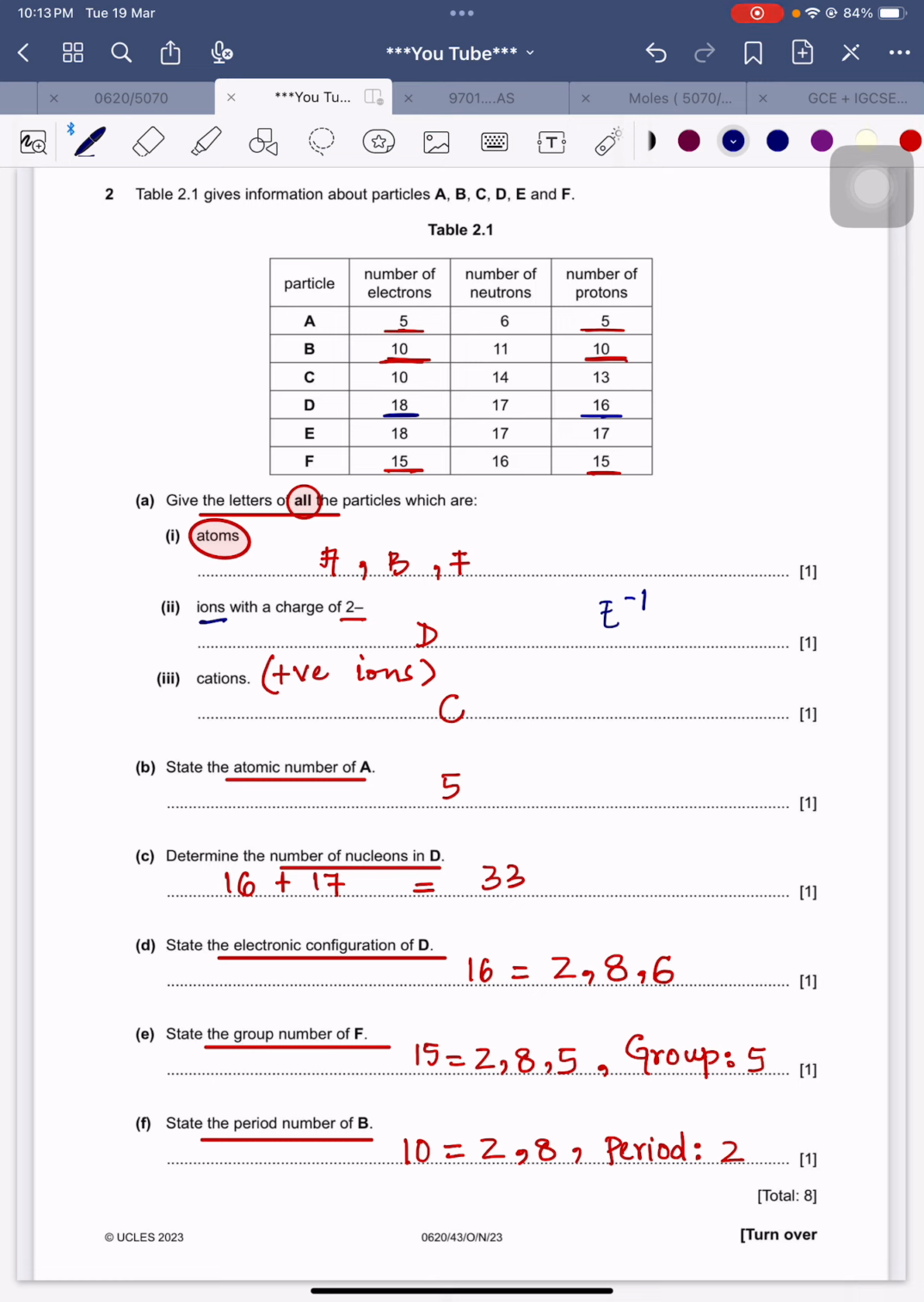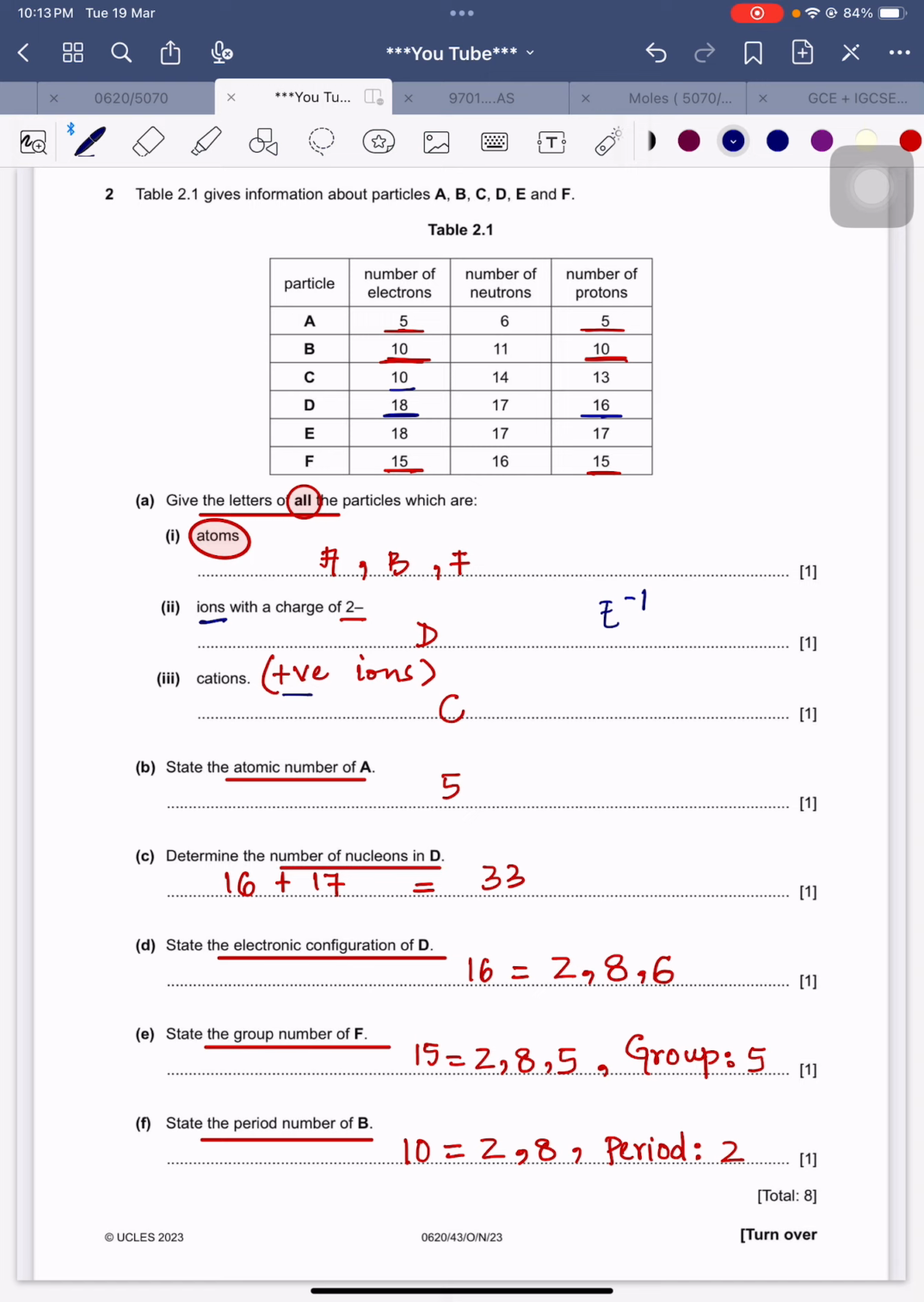Okay, then they are saying positive ions, that is, the cations. This is C. How? Because the number of electrons is reduced in this case: 13 was the proton number and 3 electrons are reduced in C, so it makes a positively charged ion. Then they are asking to state the atomic number of A. So it is 5, and how is it?